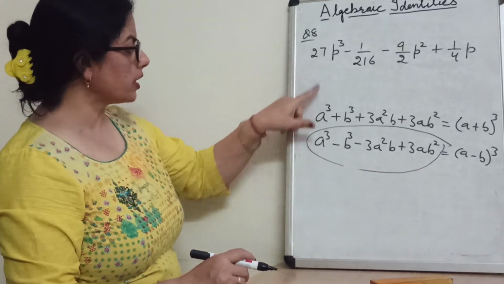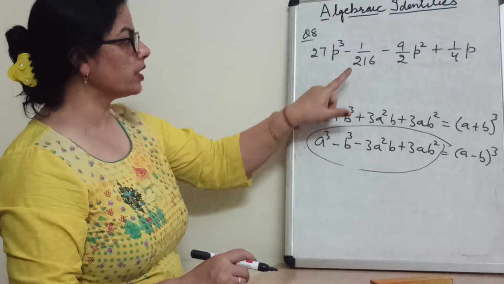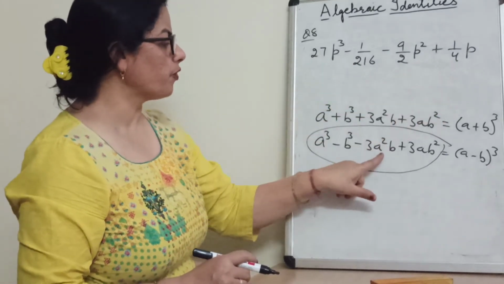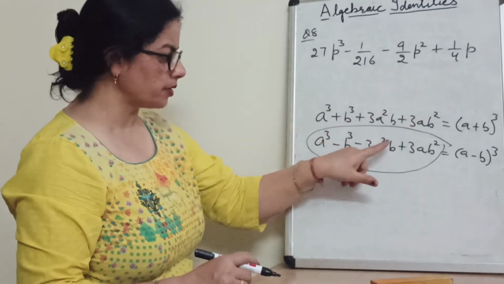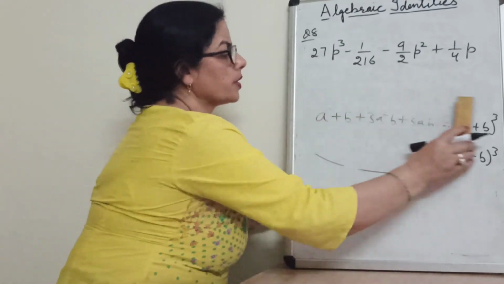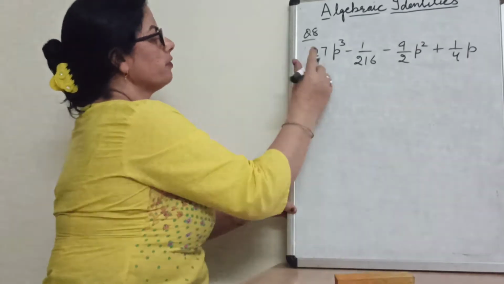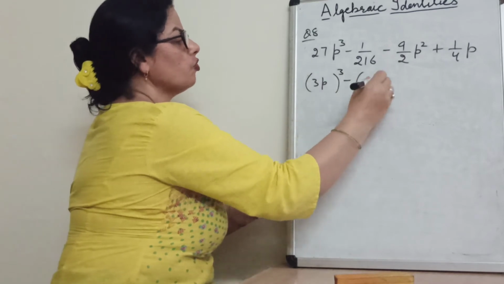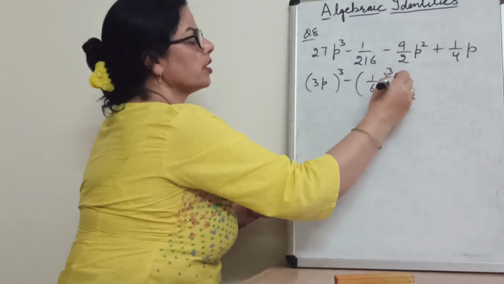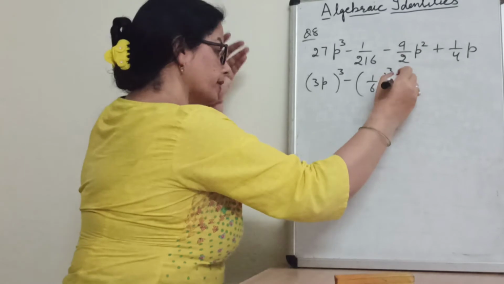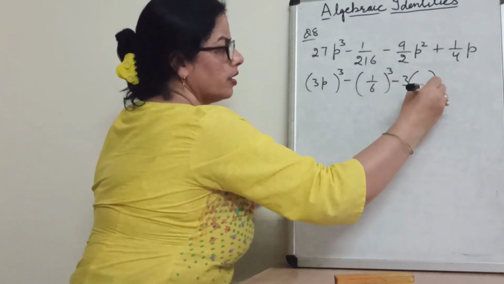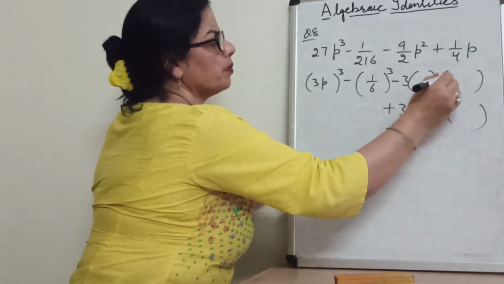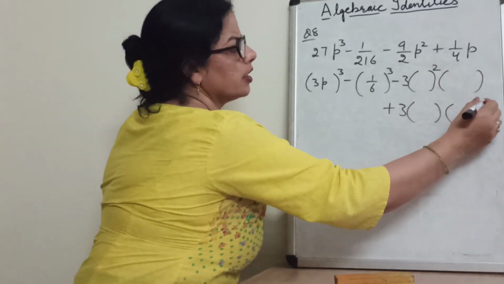So this term we can write as cube, this term also we can write as cube, and here we will see whether this form is becoming here or not. 3a square b, 3ab square. So what we will do here? First we will write, see it is the cube of what? 3p. It is the cube of what? 1 by 6. And now no need to see here. We will write here 3ab plus 3ab. Here a square b, here ab square.